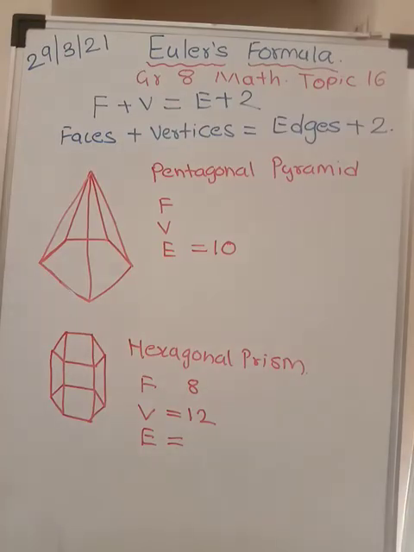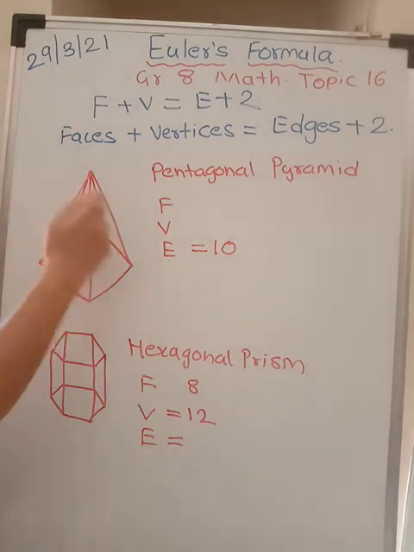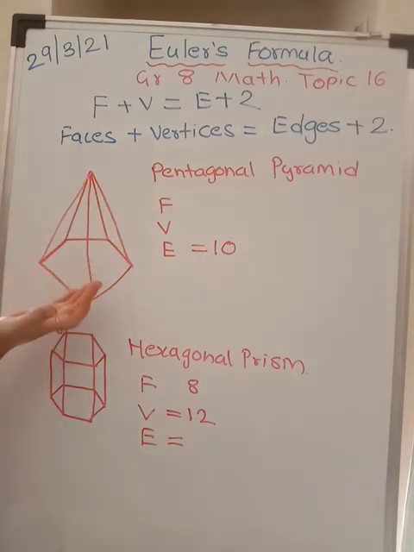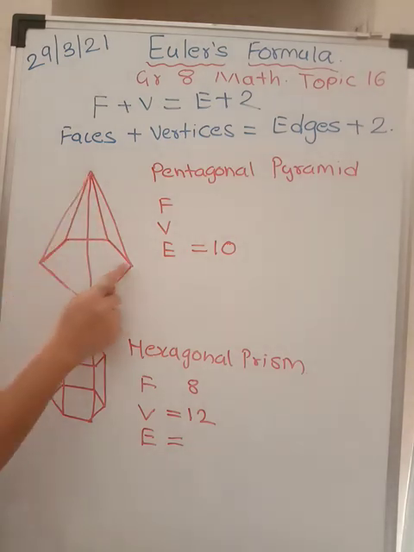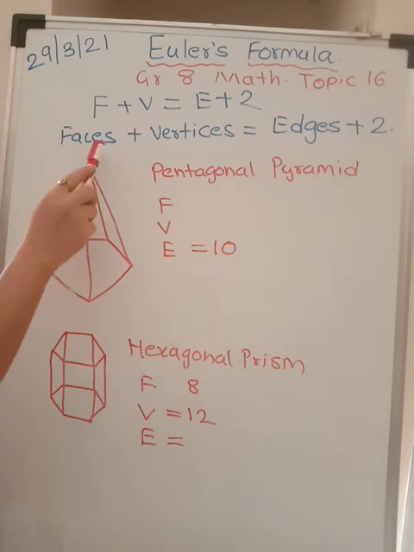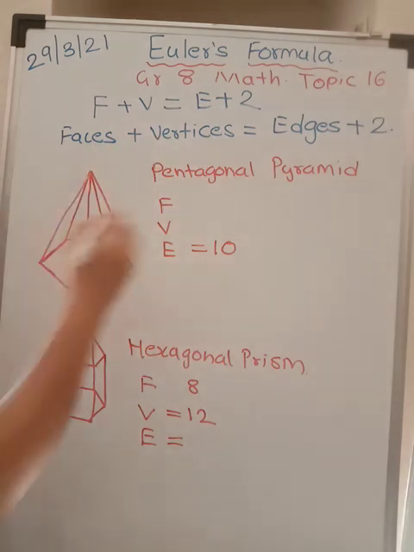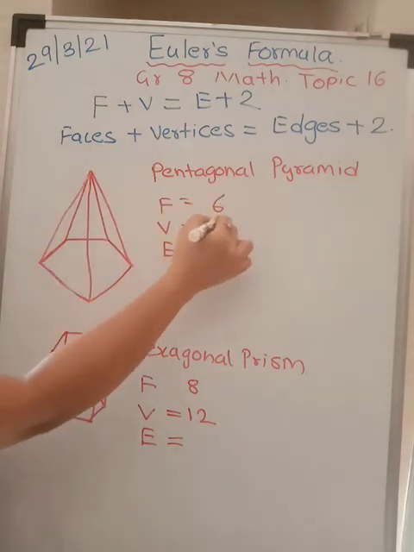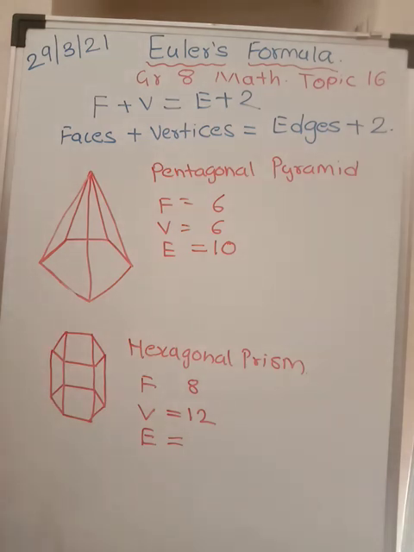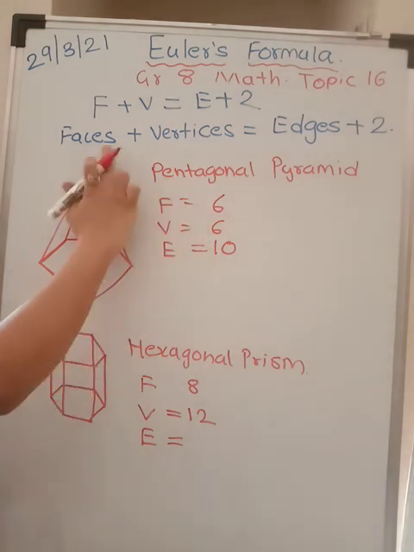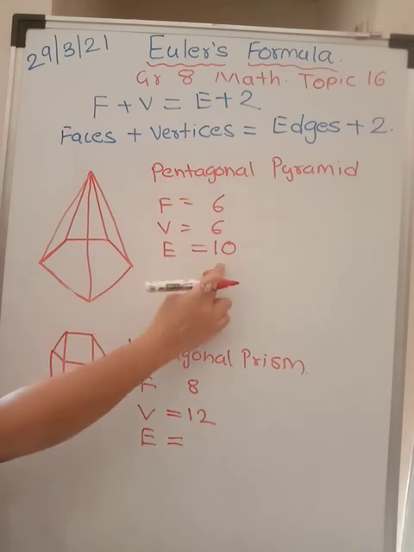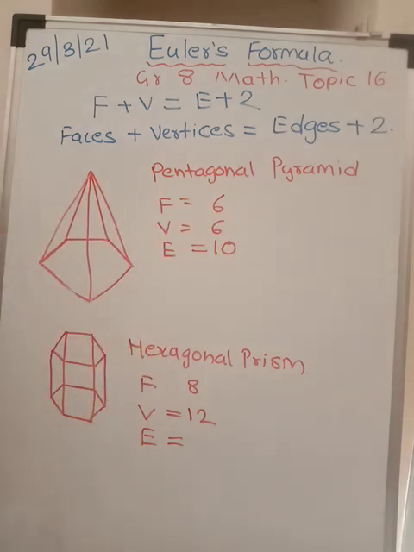We have the pentagonal pyramid. So 5 faces around and the base face is 1. So 5 plus 1, 6 faces we have, and vertices, you see 1, 2, 3, 4, 5, 6. 6 plus 6, 12, and edges plus 2 should be equal to faces plus vertices. So 6 plus 6 is 12. That is equal to edges plus 2. That is 10 plus 2, which is also equal to 12.